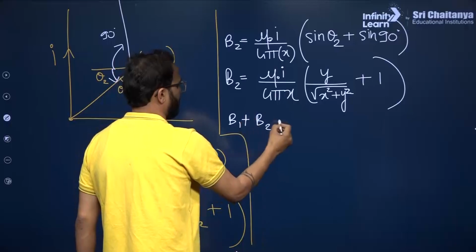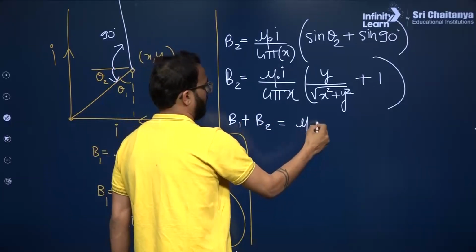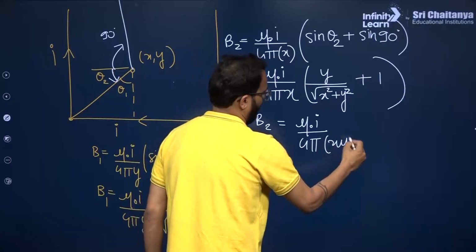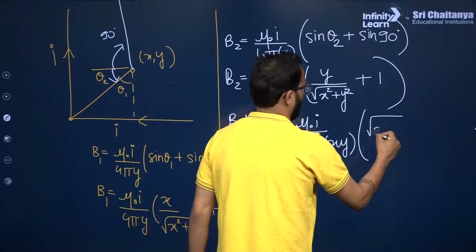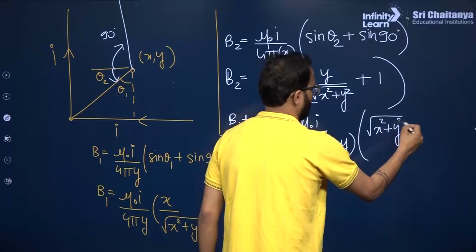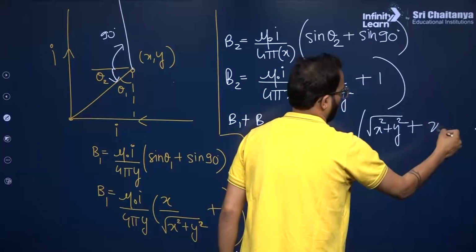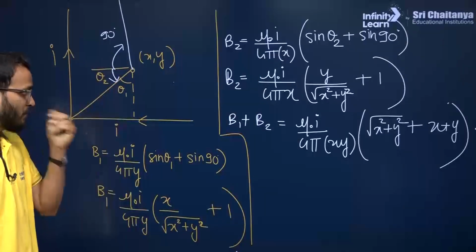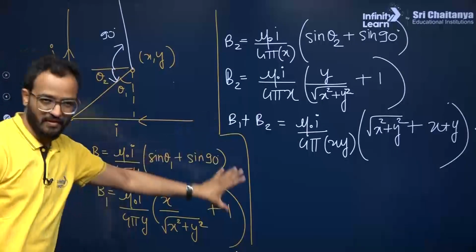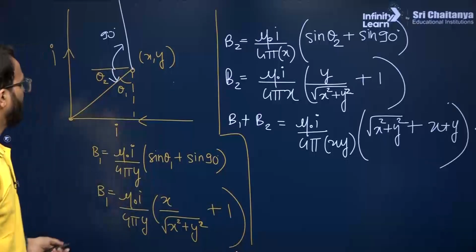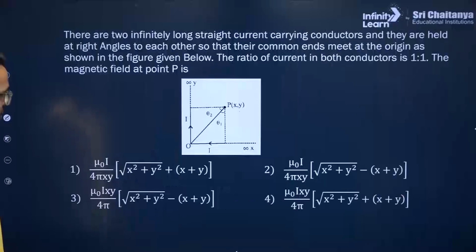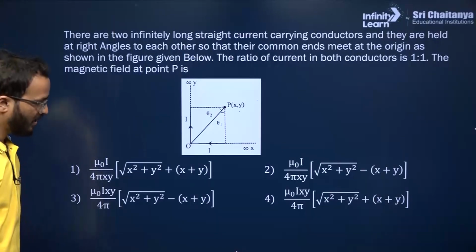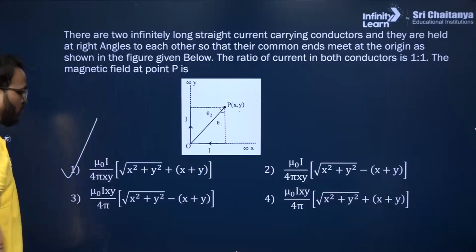So if you do this, you will get this result, mu naught I by 4 pi into xy under root over x square plus y square plus x plus y. This is the answer that you will get after solving. I don't have enough space and time, so I am directly giving you the answer. Which option matches? I guess the first option matches.